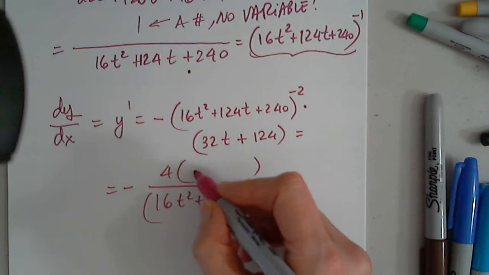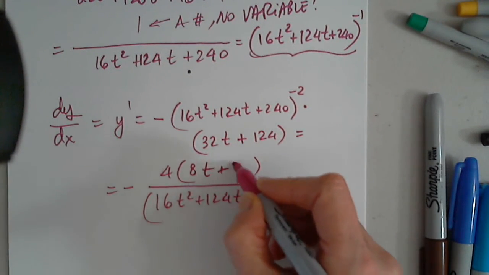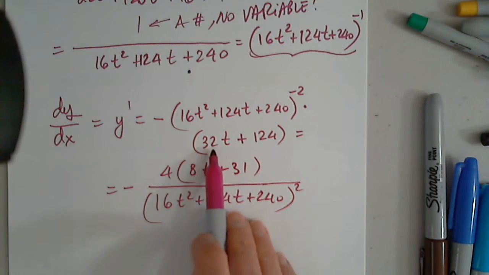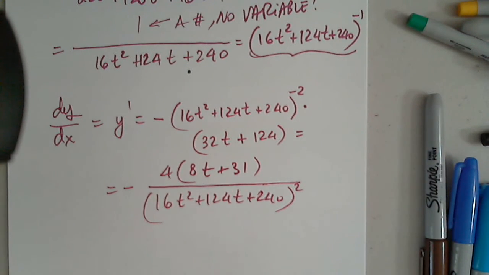And then I have 8t plus 31. 4 times 8, 32. 4 times 31. And this is final.